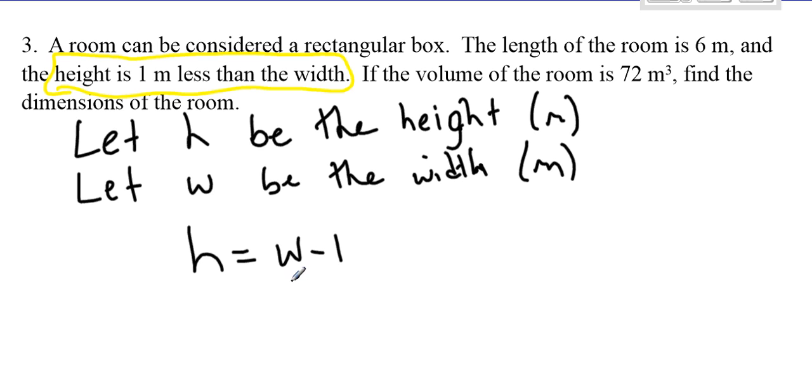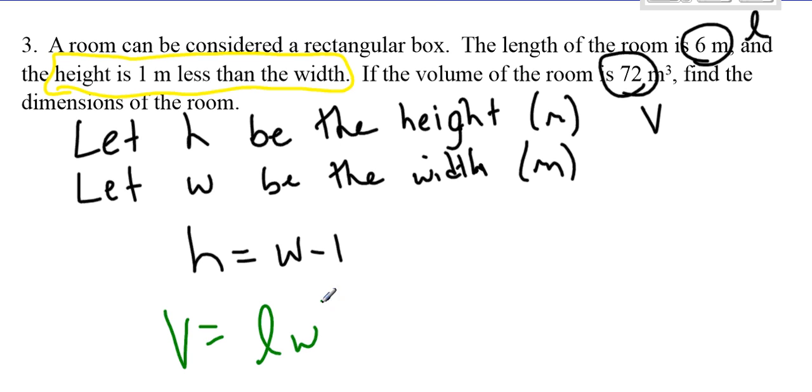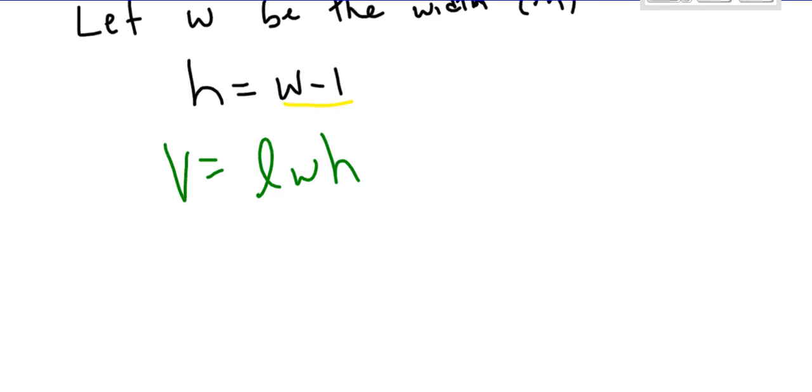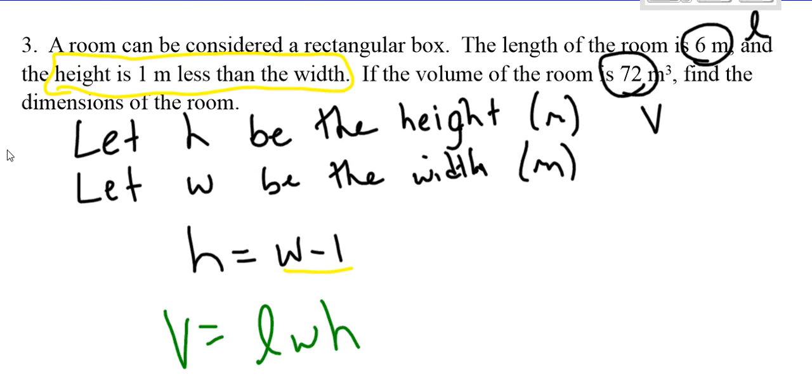Now I need an equation that I can substitute into. In addition to height and width, I also have a volume and a length. The equation we're going to use is volume equals length times width times height. I know volume is 72, length is 6, and height can be written as w minus 1. When I do all of those substitutions, I'll be left with something I can solve for.